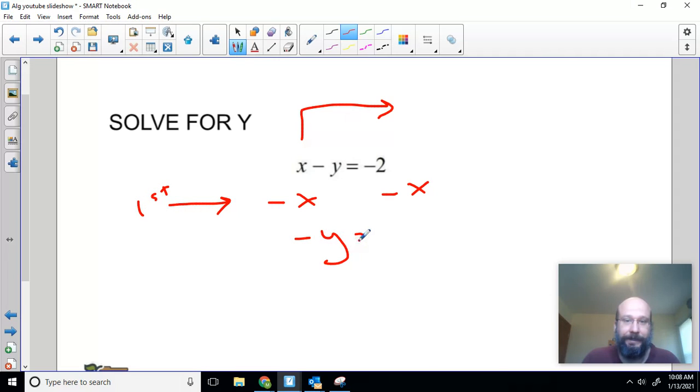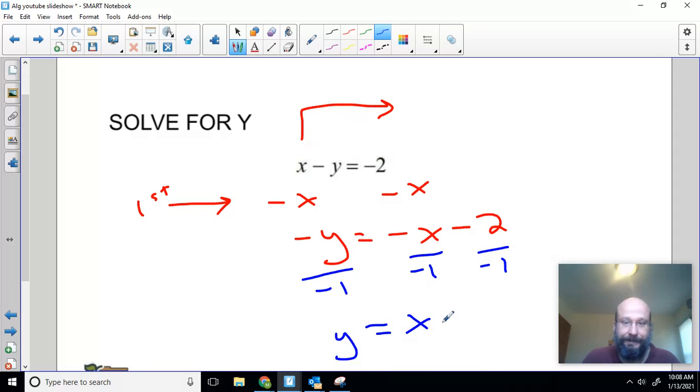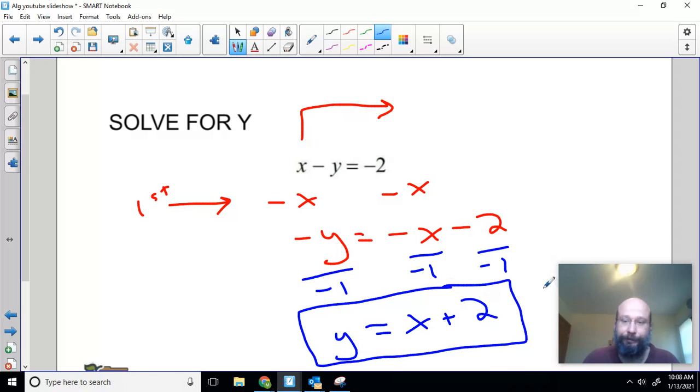Then you have negative y equals negative x minus 2. And then the second step is you take whatever's in front of y and you move it to the other side. So you move the x and then you move the number in front of y. In this case, the number in front of y is negative 1, the imaginary 1. So I'm going to divide everything by negative 1. So basically, you're just changing the signs, because a negative and a negative is a positive. So this would be your final answer.